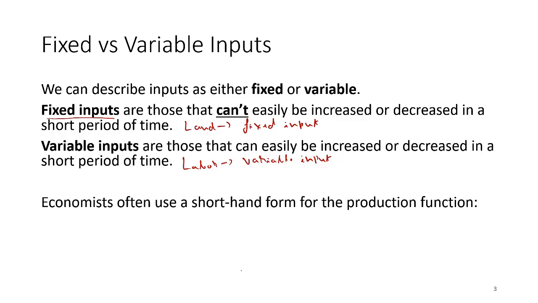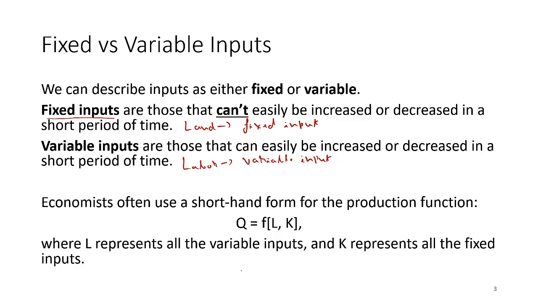And economists often use a shorthand for the production function, which is Q, the output, equals f of L and K, where L represents all the variable inputs, typically the labor, and K represents all the fixed inputs, which is basically the land or capital. Capital is a fixed input, machineries. For example, again in a restaurant, you cannot have multiple stoves in your kitchen overnight. You might have 10 different stoves, but you can't just make it 20 stoves overnight. So generally machineries or capital is a fixed input.